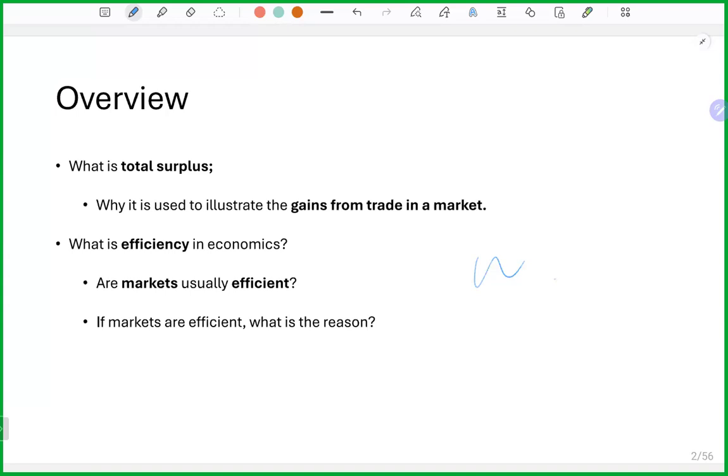How do you measure the consumer's benefit? The consumer surplus. How do you measure the seller's benefit? The seller's surplus. So when the total surplus of all buyers and sellers is maximized, then we call it efficiency. And then we will understand usually markets are efficient. And why are markets efficient? So that's the question.